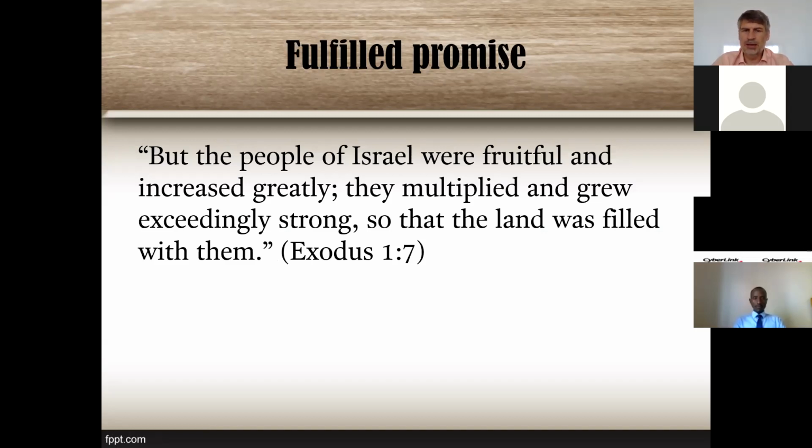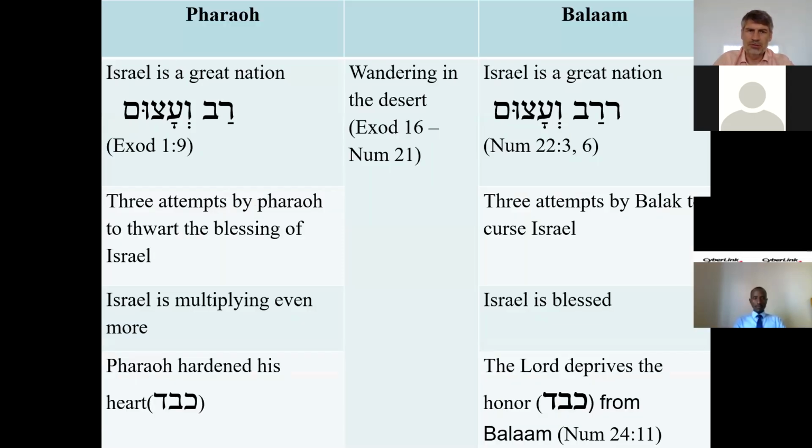So they are multiplying and they are very, very numerous, so that Pharaoh is afraid of them. Also, we can find some very interesting inclusio, and this inclusio is taken from the book of Selhammer, Pentateuch's narrative, and he actually says that the entire story of Exodus from Egypt and traveling in the wilderness is framed by two similar narratives.